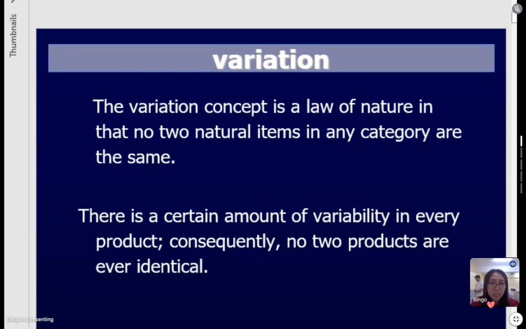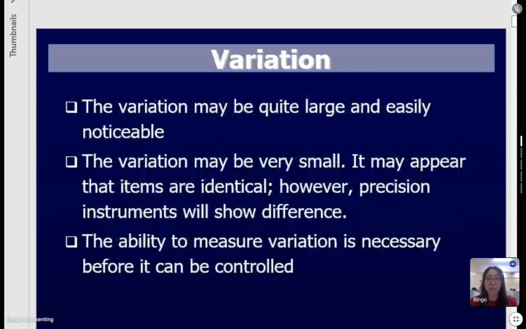Okay. So there is a certain amount of variability in every product. Consequently, not all products are ever identical. So, siguro ang assumption lang natin is lahat sila the same. Pero, again, hindi siya ganun kita ng naked eye, pero there is what? A variation. Okay? Sabi nga, in any category, there are no natural items that are the same. No two products are ever identical.